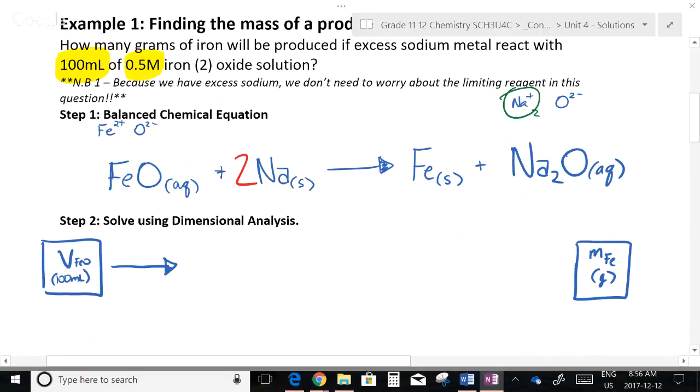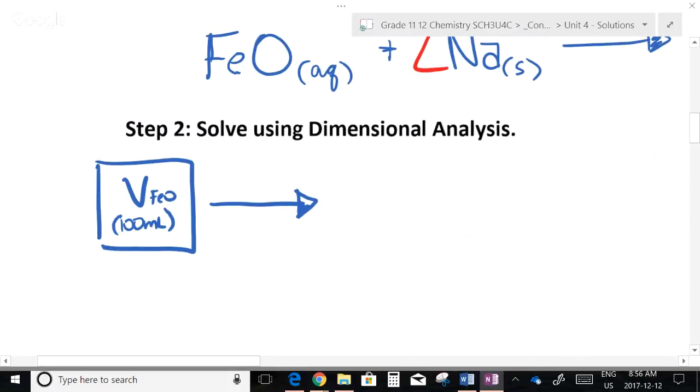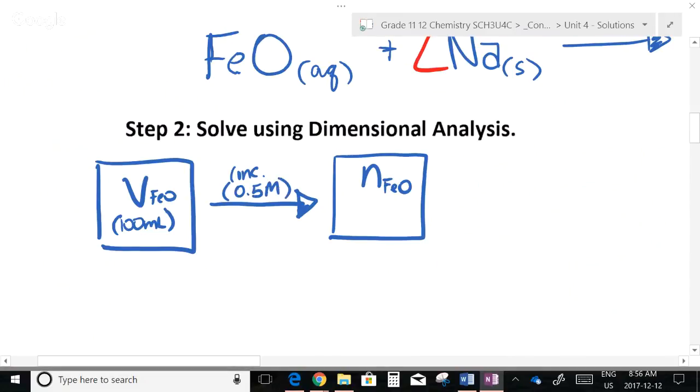Can I get directly from volume of iron oxide to grams of iron? No. But if I know the volume of iron oxide, as long as I know its concentration, what can I figure out? Number of moles of iron oxide, right? What is the concentration, by the way? Yeah. 0.5 moles per liter. 0.5 moles per liter. Good.